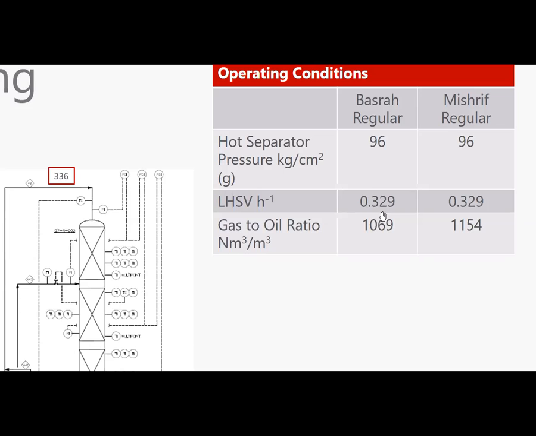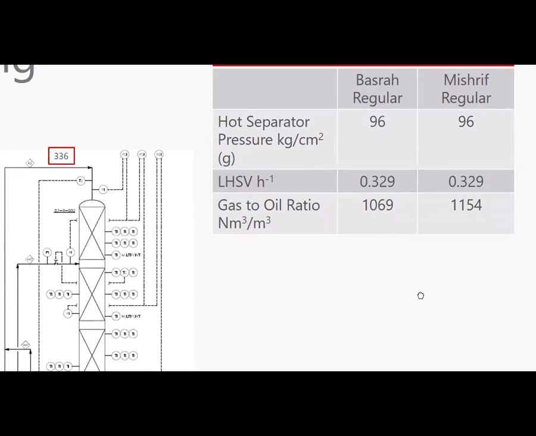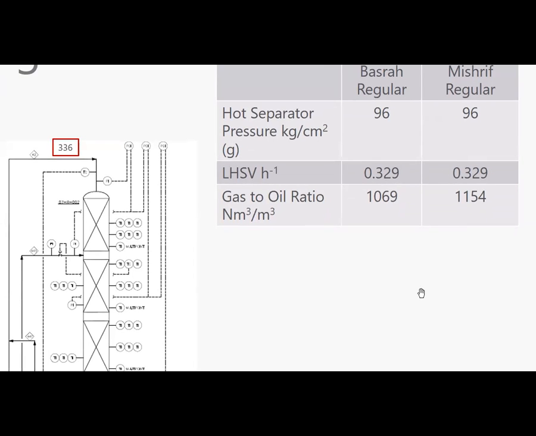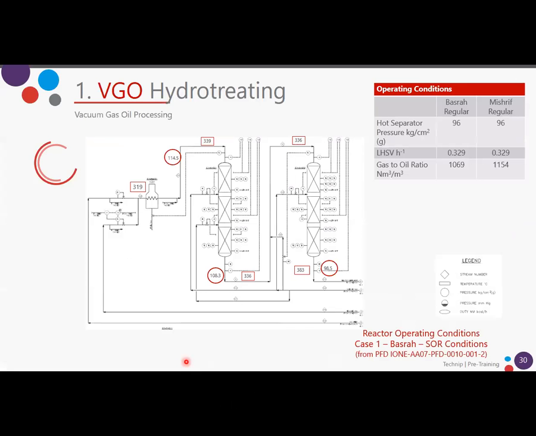You have a little bit of increase of the gas to oil ratio when you operate with the mixed crude oil. You can do the calculation very easily with the amount of catalyst that you have and the fresh feed, and here with this gas that is in circulation divided by the fresh feed. Okay, these are more or less the operating conditions.